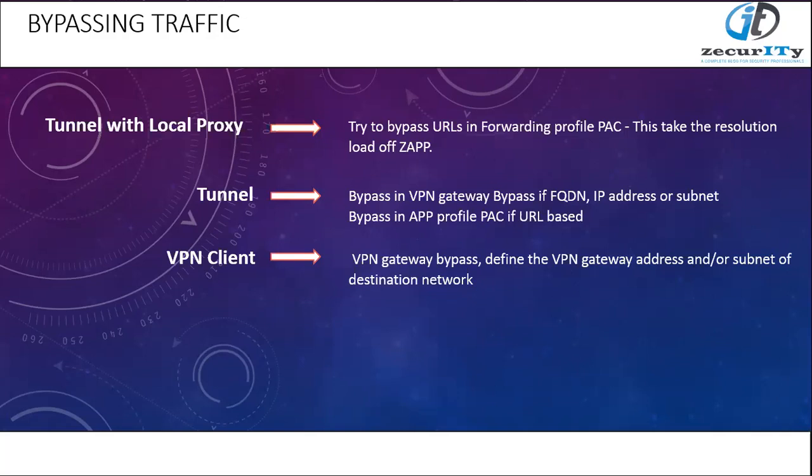When you're choosing tunnel mode, bypass in the VPN gateway bypass or in the VPN bypass list, where FQDNs, IP addresses or subnets are used. If you're using URLs, then bypass it on the app profile. So the VPN client will be configured under the VPN bypass list to bypass, where you can use FQDNs, IP addresses, or subnets.